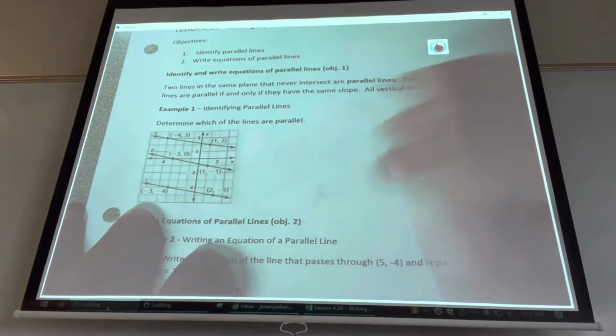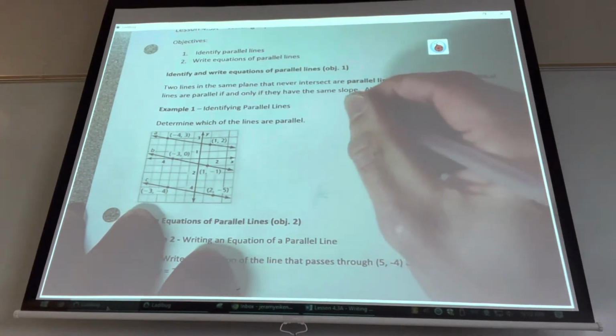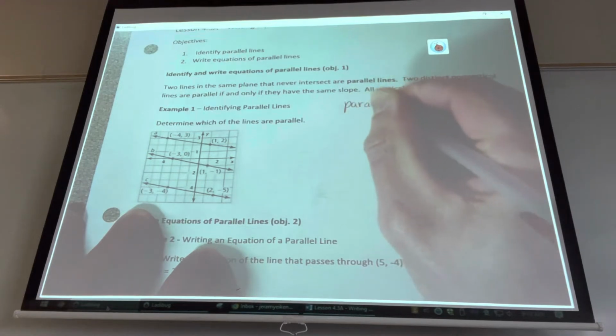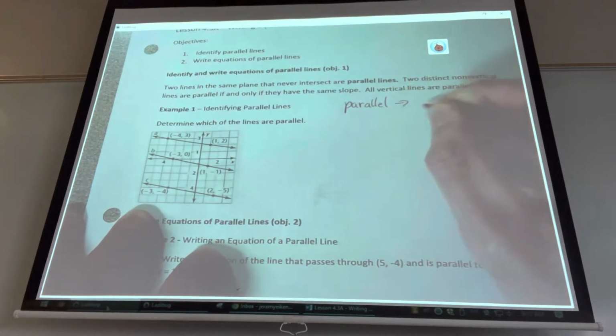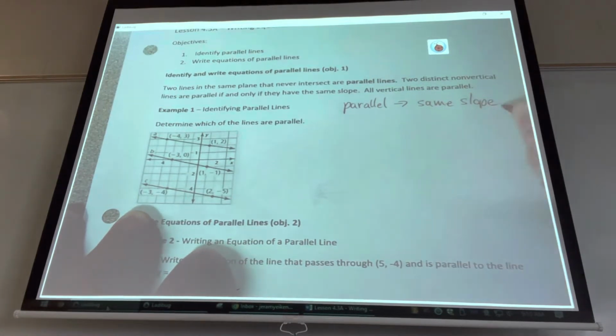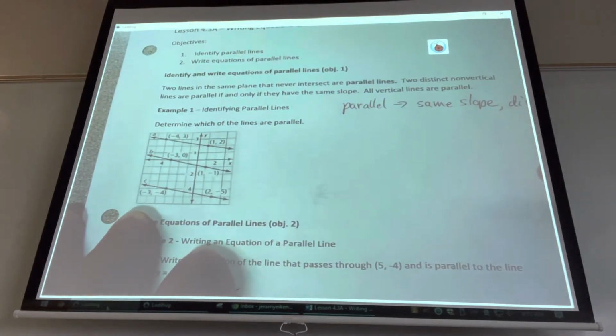Basically, here's what you need to know. To be parallel, they're going to have the same slope, different y-intercepts.